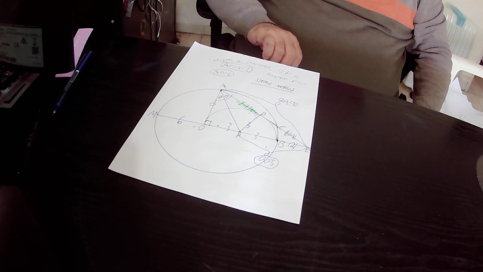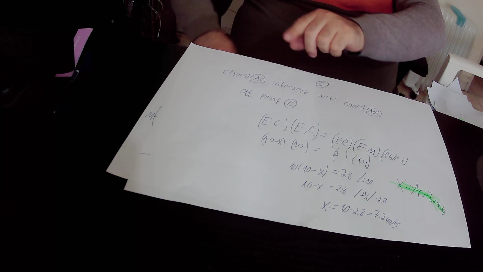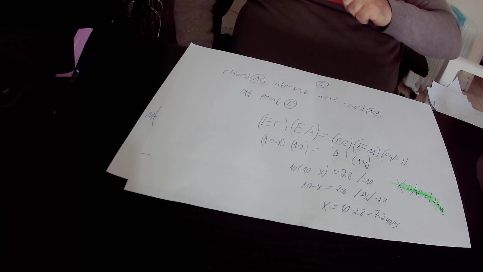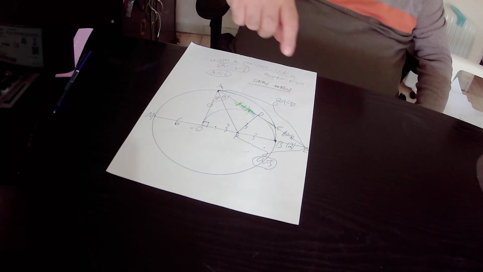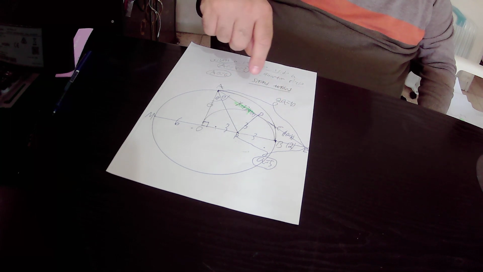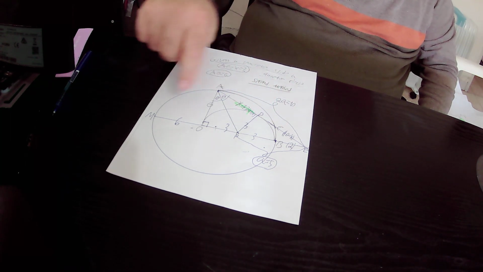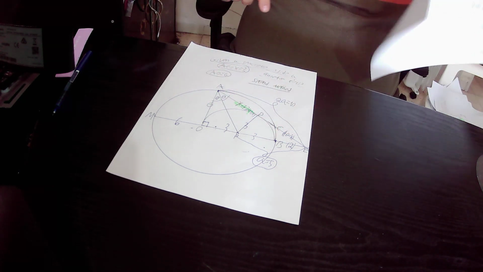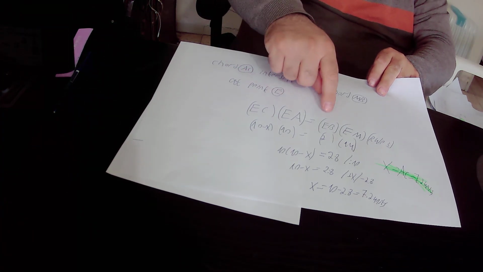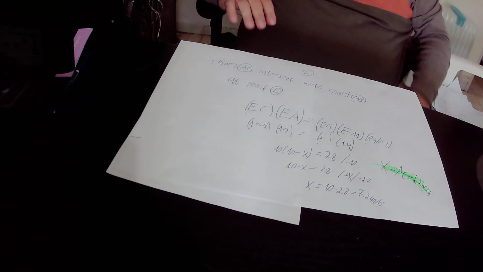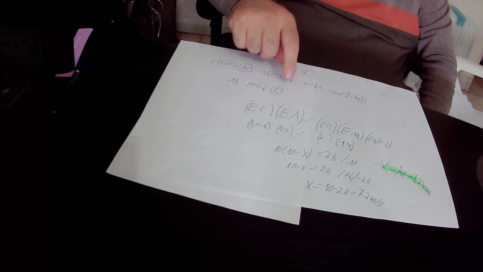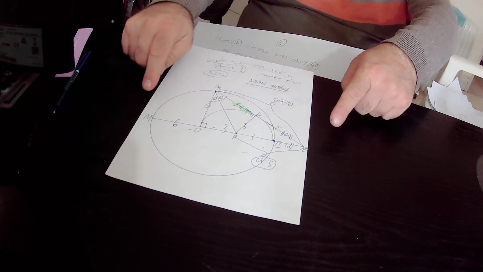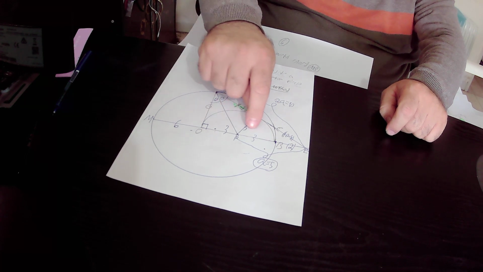I'll repeat again. Chord AC intersects with chord MB at point E. Therefore, according to rule number 3, we get that EC times EA equals EB times EM. EC equals 10 minus X, EA equals 10 units, EB equals 2 units, and the big line segment ME equals 6 plus 3 plus 3, that is 12.